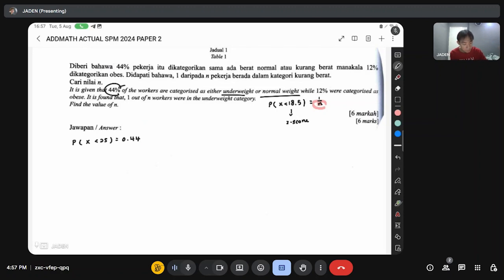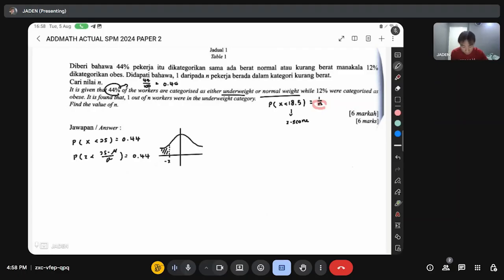0.44 comes from 44%, because percent means per 100. So 44 per 100 is 0.44. I hope you understand that. Next thing, you want to convert this into z-score. So P(Z less than (25 minus mean) over standard deviation) equal to 0.44. And usually I will encourage my students to sketch the diagram. So this will be a negative z-score, and the region that they refer to is here. It's less than 0.44, I mean the region which happens to be here.